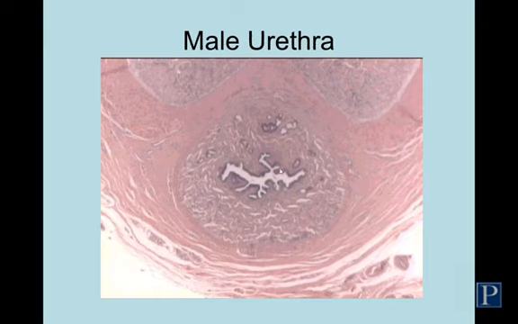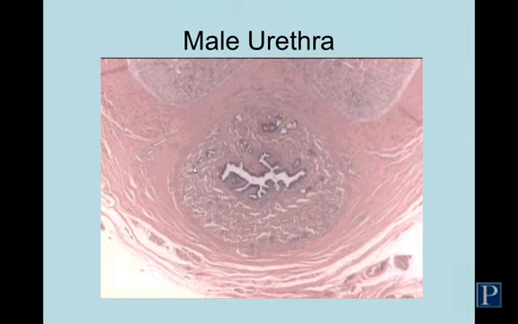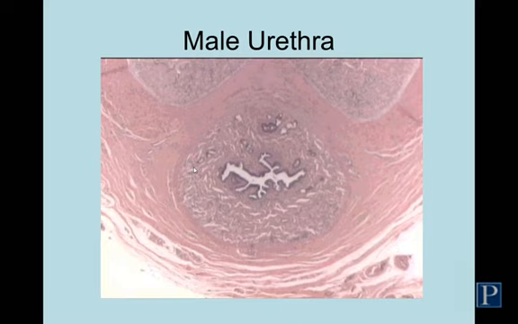And then finally, the distal portion of the urinary tract is called the urethra. And so the urethra has a different appearance and different distribution of epithelium in the male or the female. So for the urethra, you need to be able to identify it as the urethra and also identify whether it comes from a male or a female.